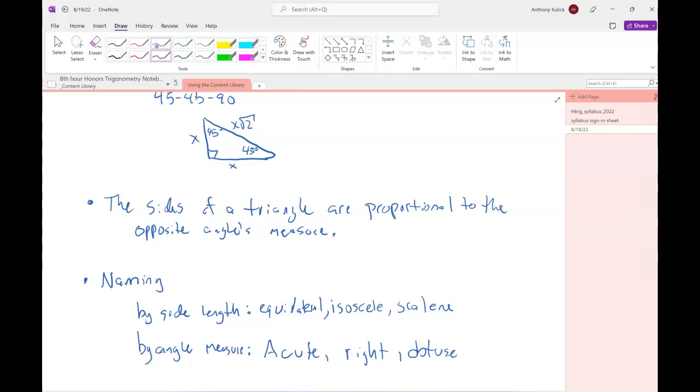Everybody's cool? And the 30, 60, 90 could be a right scalene triangle since none of the sides are the same length, but it still has a 90-degree angle.